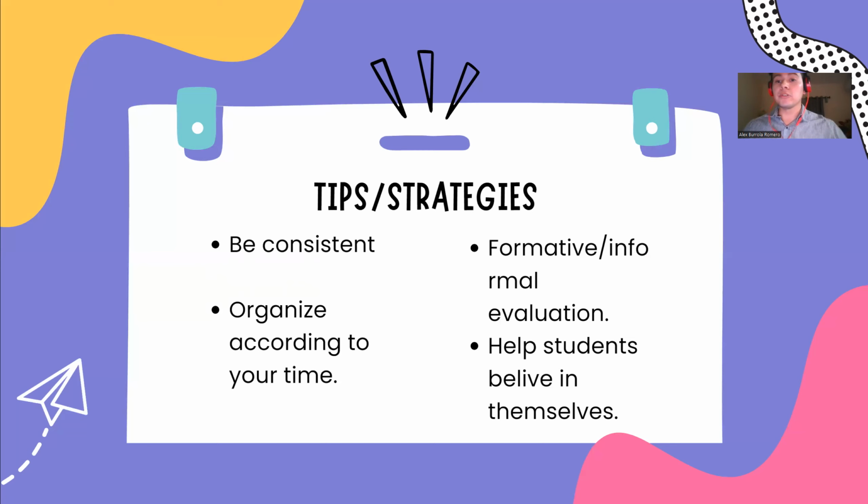The third one is to use informal evaluation. Using this, students are not going to feel insecure or scared because of a grade. It's not going to be like, you missed this one, so I'm going to give you a 7. No, it's going to be more informal, so they will feel safer. And the last one, but I think the most important, is to help students believe in themselves.